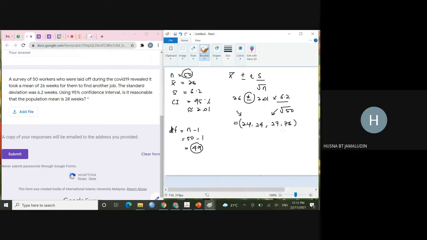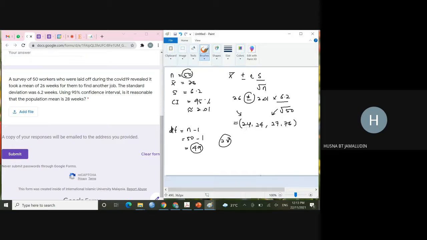So is this the end of the answer? Does it answer the question now? Not yet. The question asks, is it reasonable that the population mean is 28 weeks? So the question asks, is it reasonable when you said that the interval is 28 weeks? Yes or no? No. Why? Because 28 is not within the interval range. Or we can say that 28 is outside the interval.